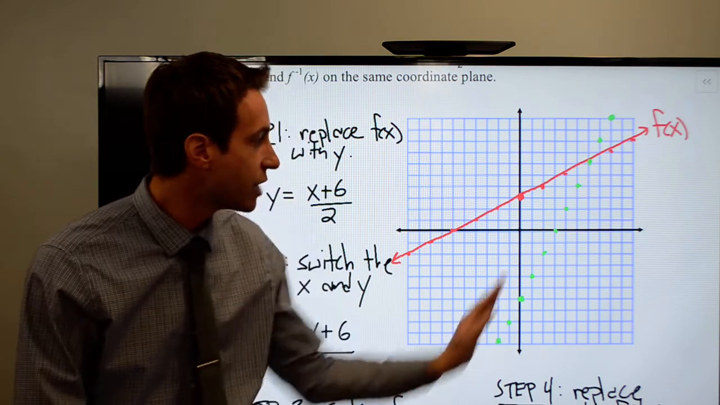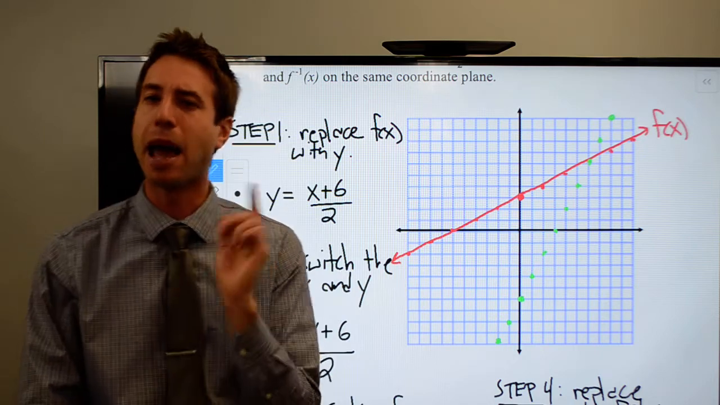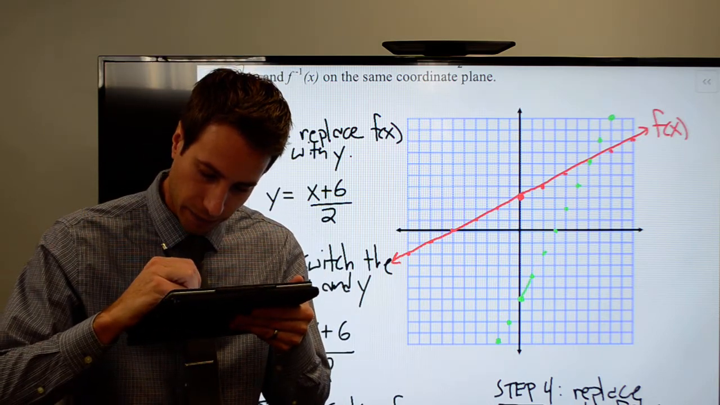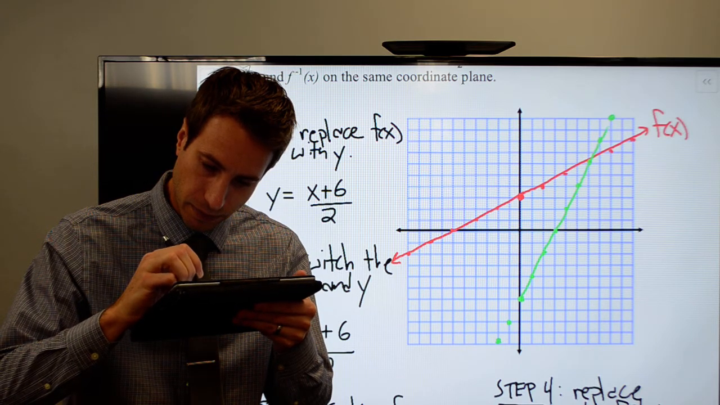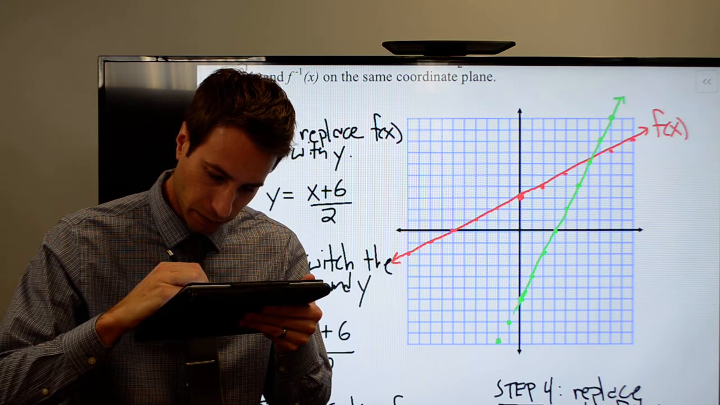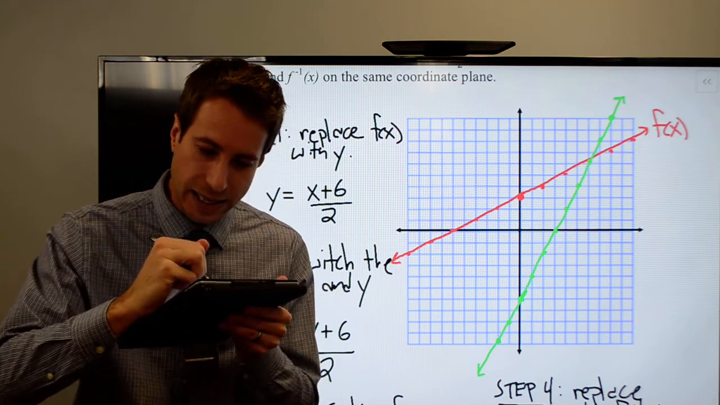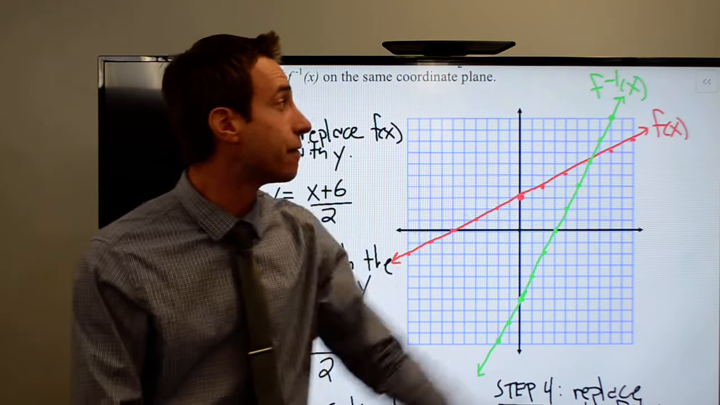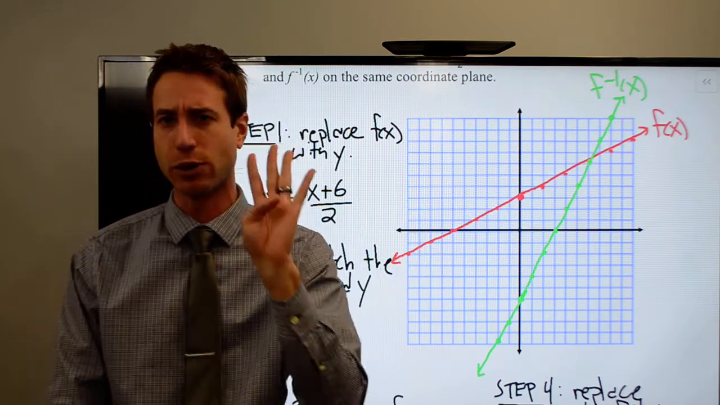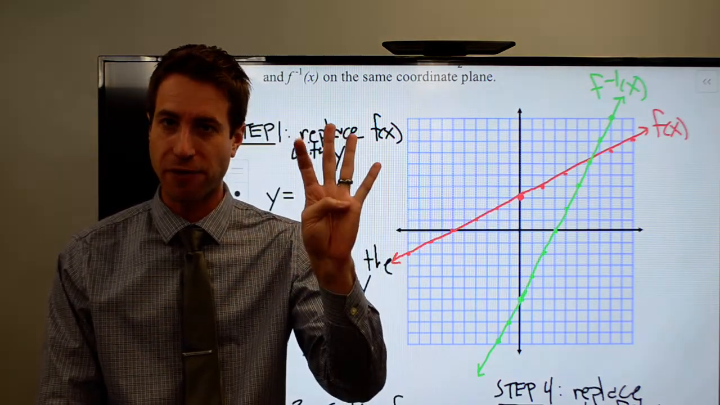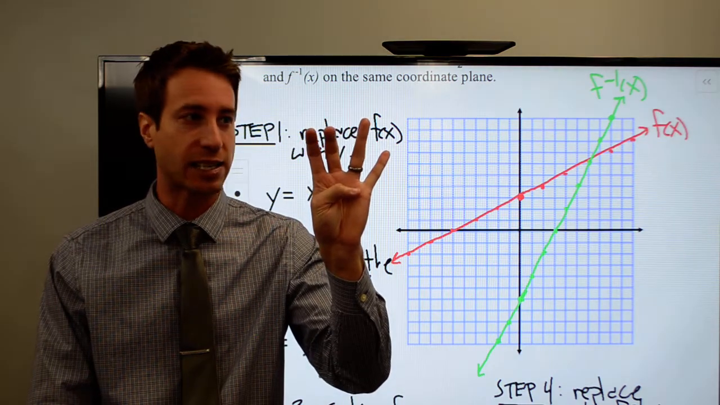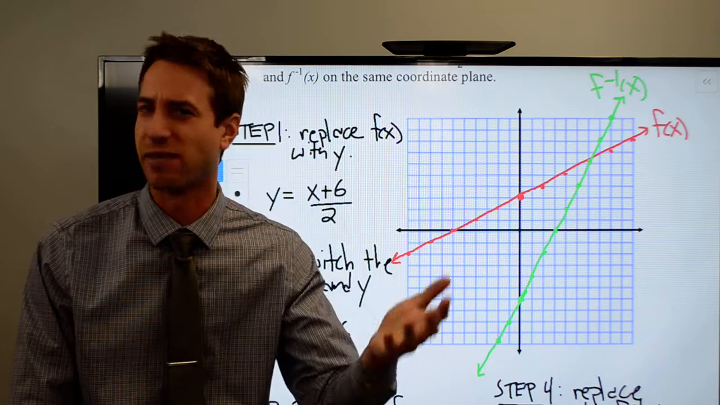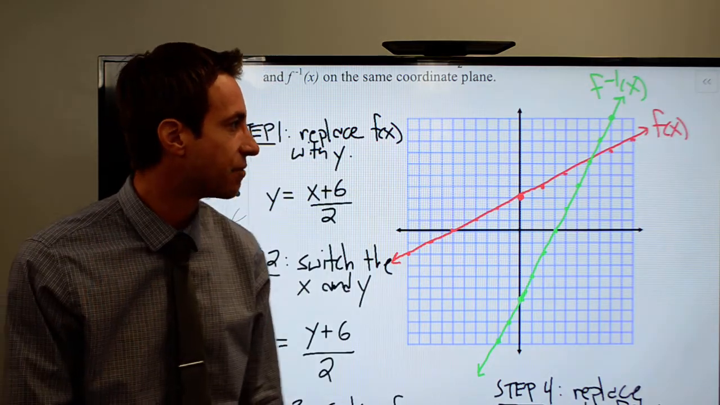Again, make sure that you extend your line all the way through the coordinate plane and put arrows on both ends so that I know you know that line just keeps going. All right, now that is f inverse of x. That is the inverse function, the one that you found by doing those 4 simple steps. Replace f of x with y, switch the x and the y, solve for y, and then replace y with f inverse of x, right? Really, really simple steps to find the inverse function.